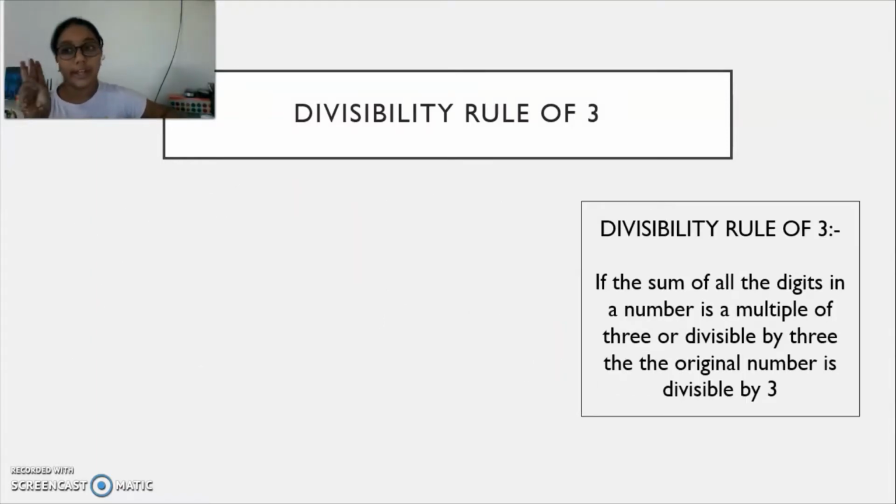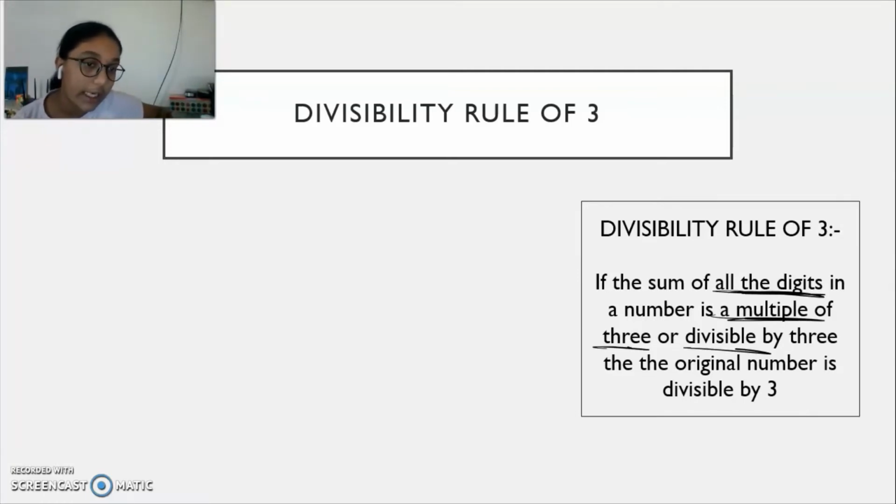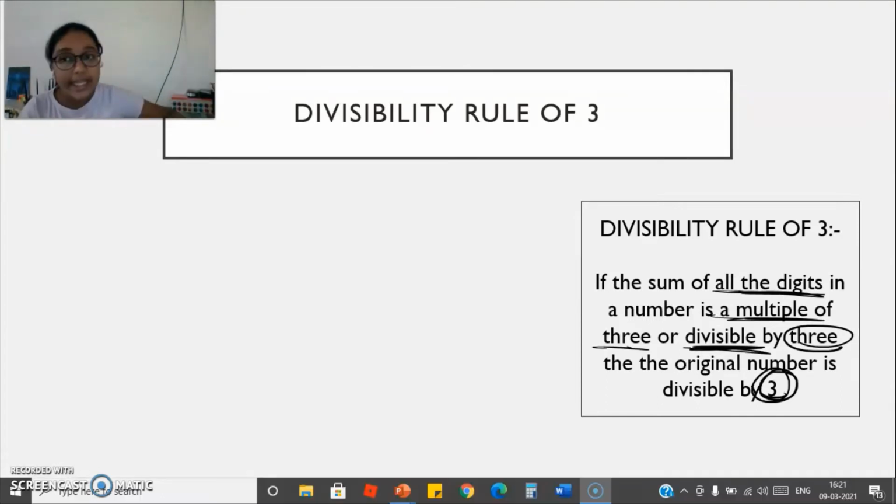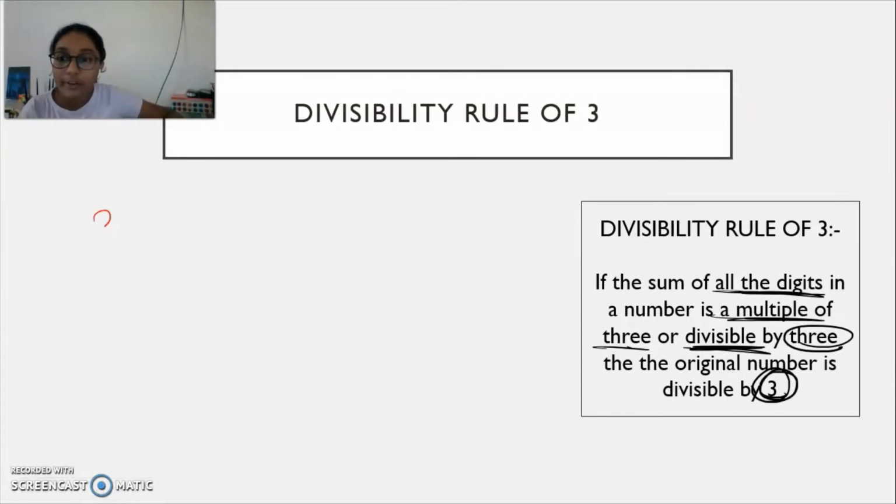Divisibility rule of 3. If the sum of all the digits in a number is a multiple of 3, or divisible by 3, the original number is divisible by 3. Let's take the example of 363. We add all 3 digits: 3 plus 6 plus 3. 3 plus 6 is 9, 9 plus 3 is 12.